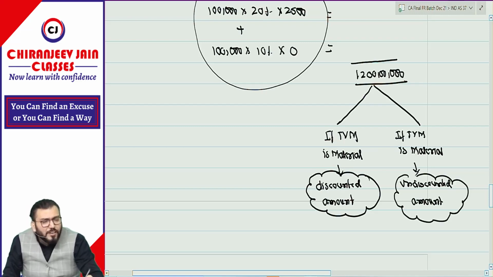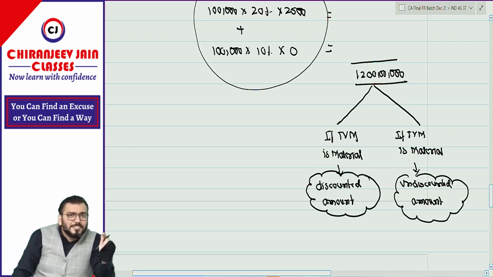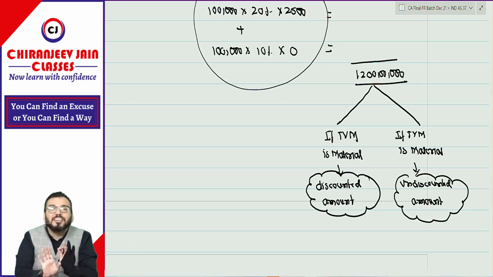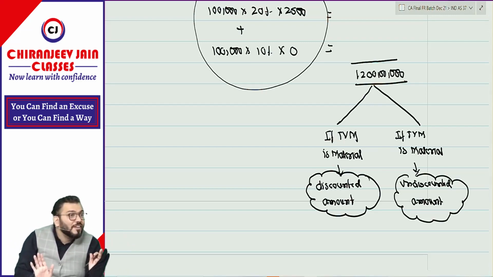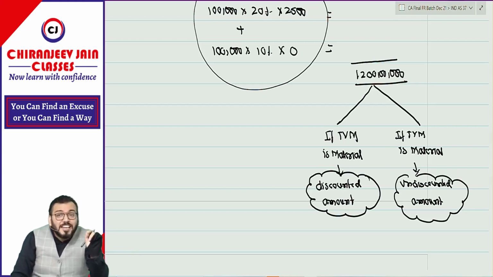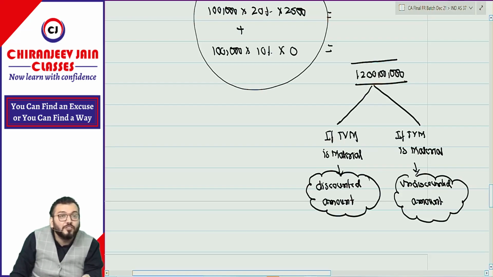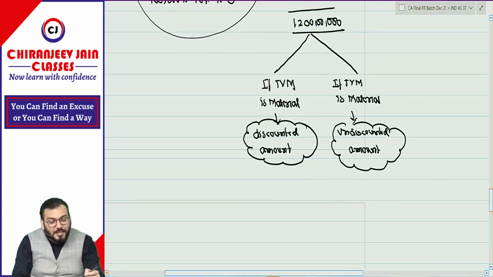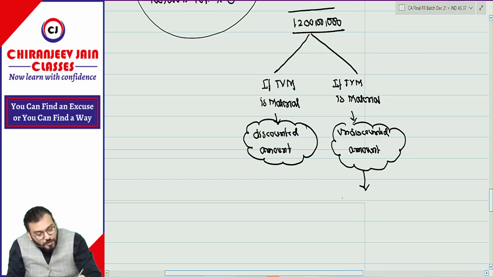Can I say time value of money is material if it is payable after 1 year? If it is payable within 1 year, then time value of money is not material. Ind AS 37 has not defined what is the meaning of time value of money being material or not material. It depends upon judgment. And as per FM, we know if it is payable within 1 year, then time value of money is not material. So from an examination point of view, this means what?